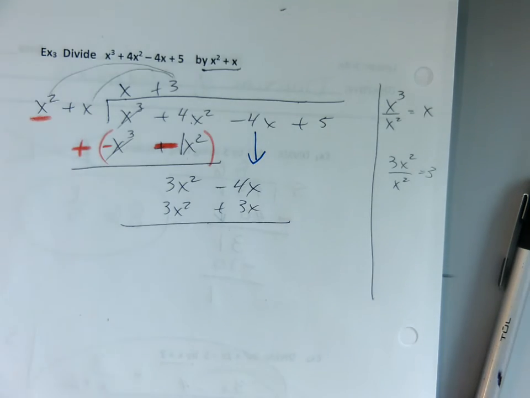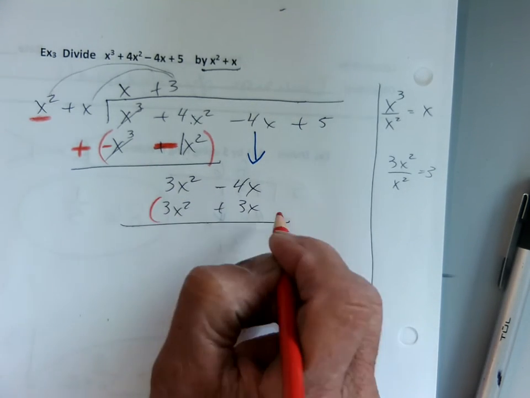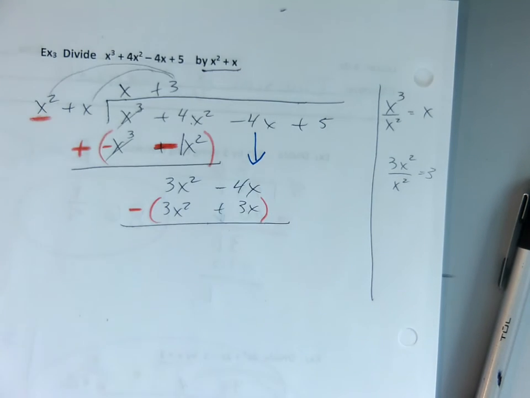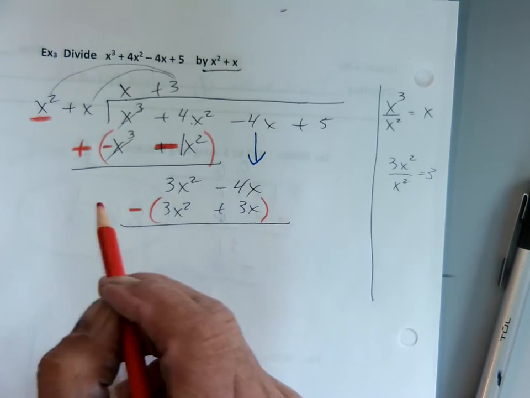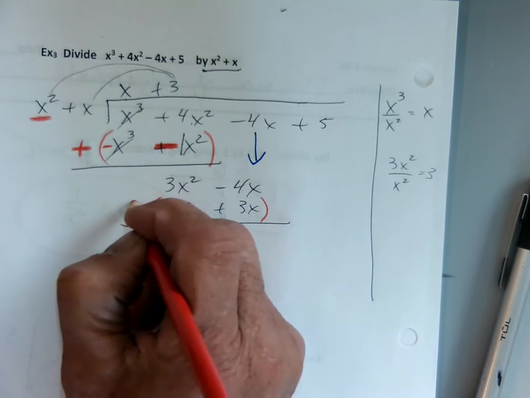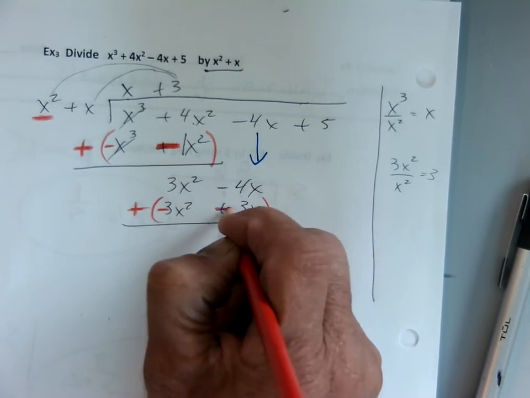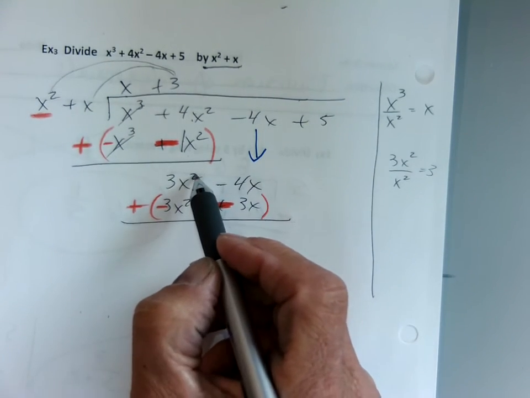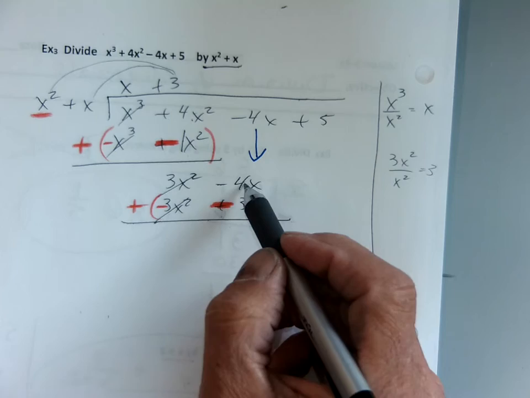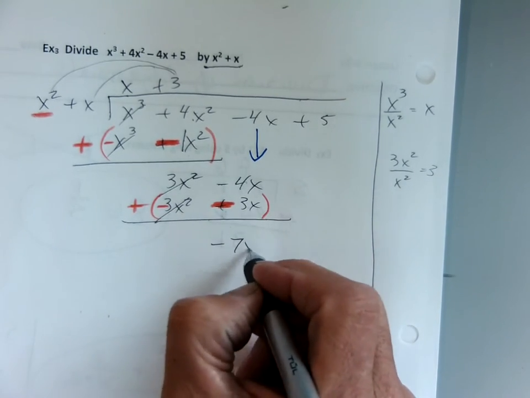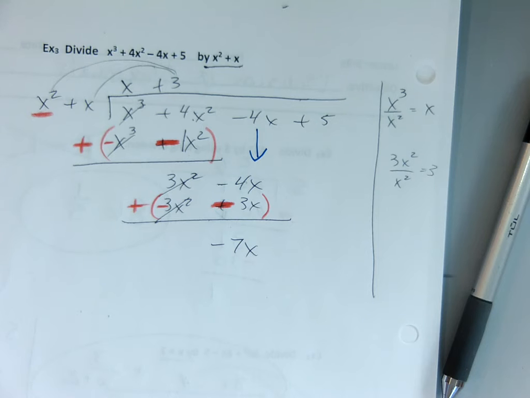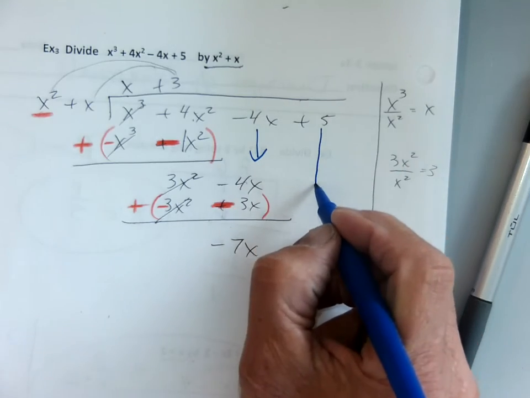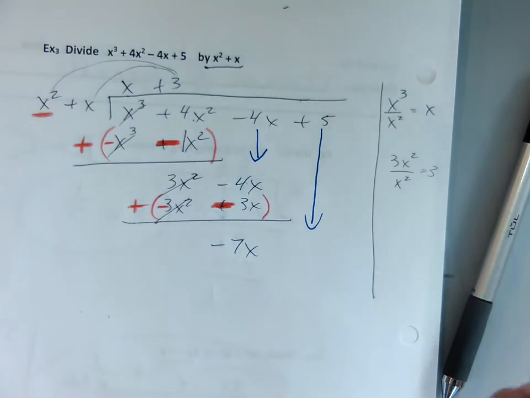and I need to subtract. I like to add the negative, so I bring the negative through, I bring the negative in, because that is still subtraction. I add a negative and I add a negative, I change the signs. 3x squared minus 3x squared just cancels. Negative 4x subtract 3x is a minus 7x. Now bring down the next term. So bring down my plus 5.